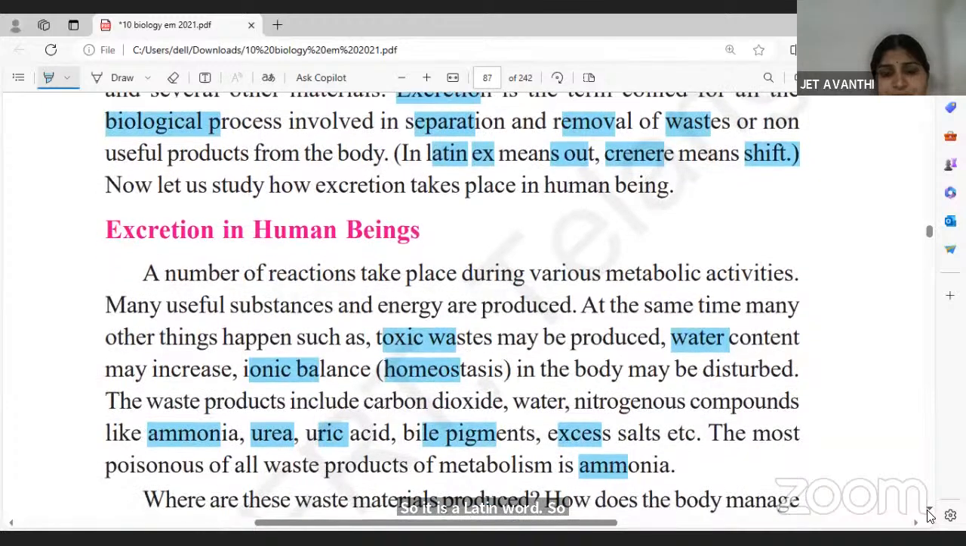And as I told you, the importance of excretion: why do we have to excrete? As I told you, the body gets toxic. The complete organism will turn toxic. The importance of excretion is also to maintain ionic balance in the body, water balance in the body, and to maintain normal body temperature. For all these processes to take place in a normal way, our organism requires excretion.